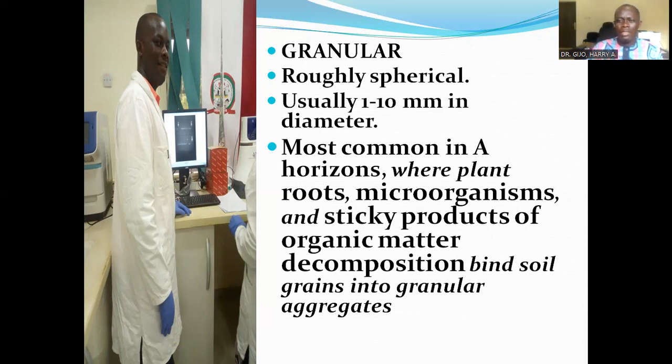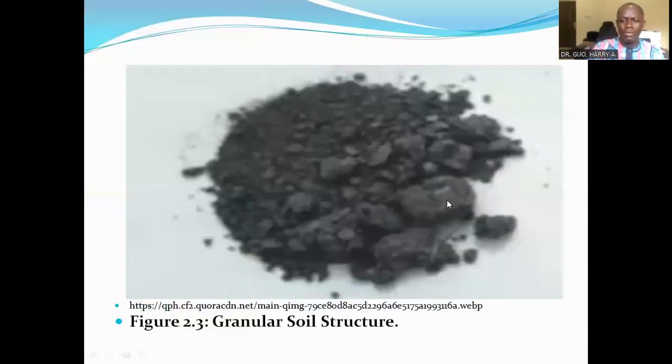They usually form in the A horizon, spherical structures, usually 1 to 10 millimeters in diameter. The A horizon is the surface horizon, either below the O horizon or on the surface in soils that lack the O horizon. And they are formed when plant roots and microorganisms and the sticky products of organic matter decomposition bind soil grains into granular aggregates. These are granular structures, roughly spherical structures found in the soil.